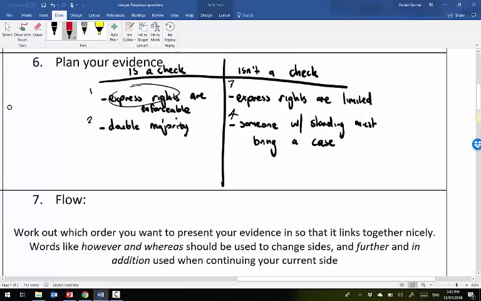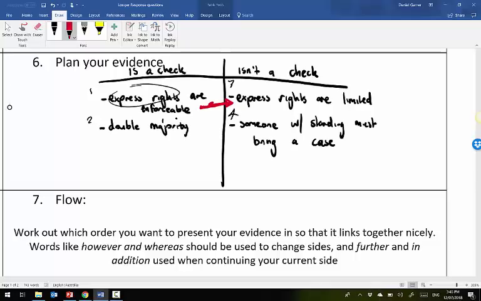So if I look at this, say if I start that express rights are a check on Parliament, the immediate thing I'm going to go to straight away is then be like, however, express rights are actually limited. There's not many of them and they don't have great scope. Therefore, not a check on Parliament.